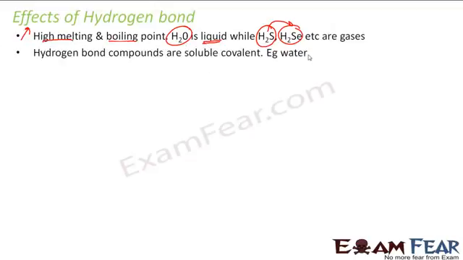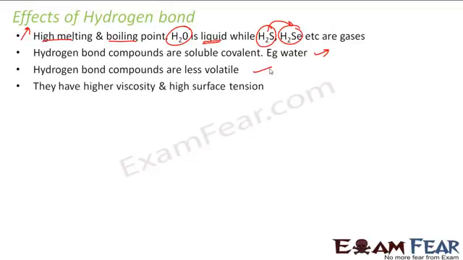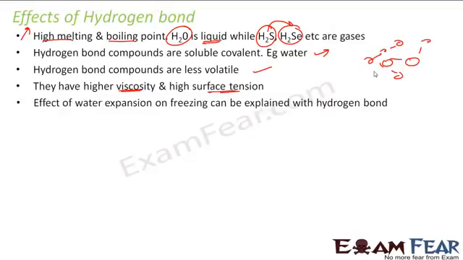Hydrogen-bonded compounds are soluble, for example water. They are less volatile because there's a bond which is holding them. They have higher viscosity and high surface tension because something is bringing the molecules together, water molecules let's suppose, and there is some force which is binding them up. So that's why they have higher viscosity and high surface tension.